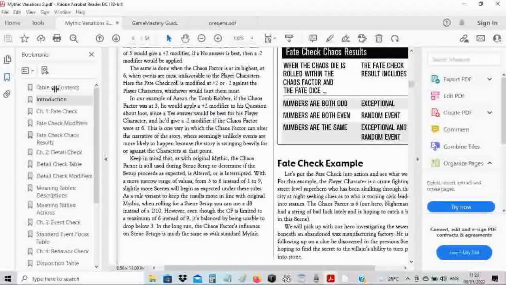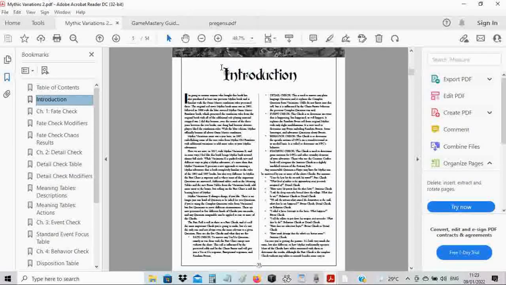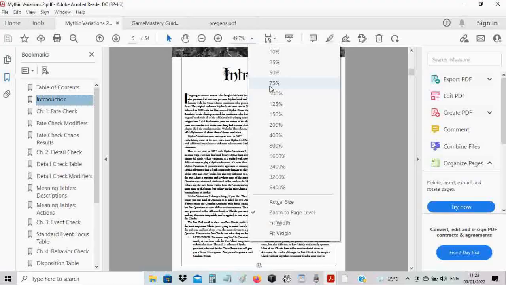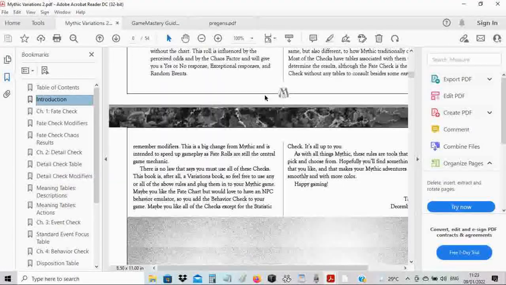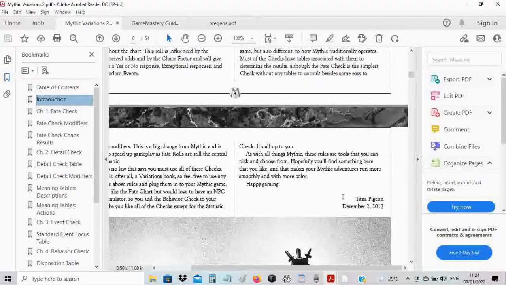Just remember, guys, the most important thing of all is this. There is no law that says you must use all of these checks. This book is, after all, a variations book, so feel free to use any or all of the above rules and plug them into your Mythic game. Maybe you like the fate chart, but would love to have an NPC behavior emulator, so you add the behavior check to your game. Maybe you like all of the checks except for the statistics check. It's all up to you. And that is from the author Tana Pigeon.